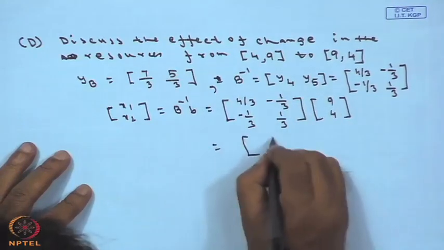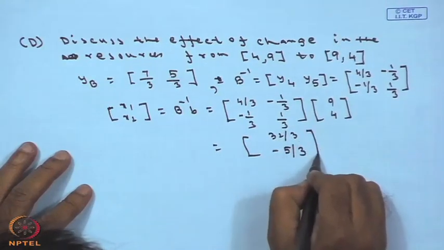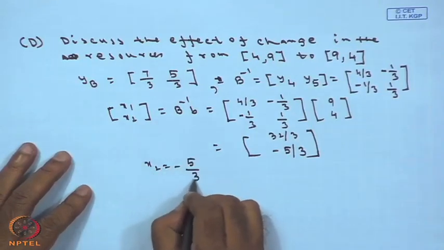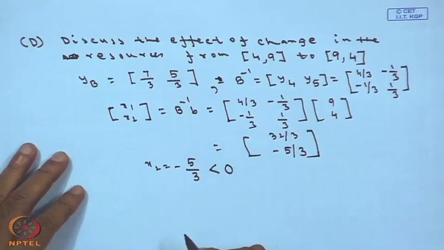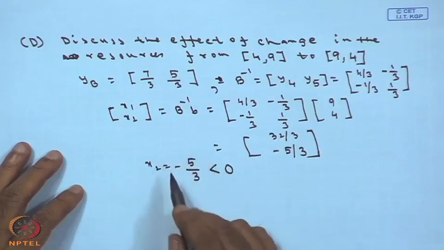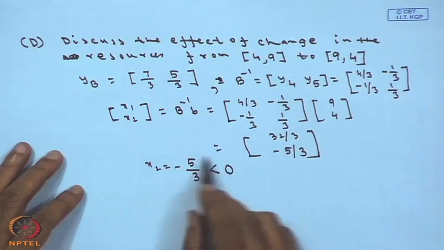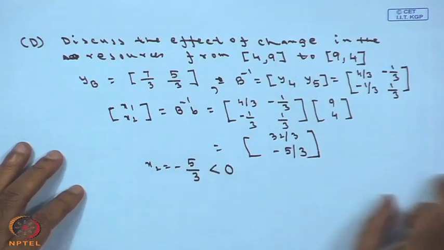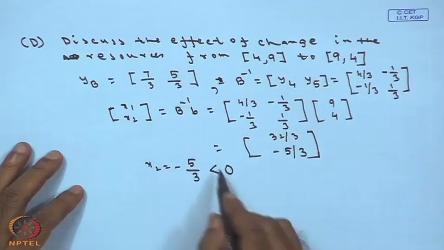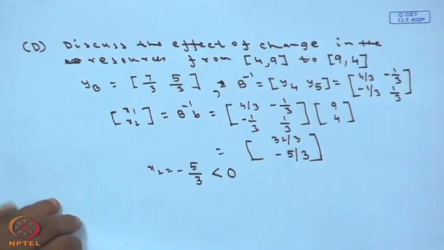If you calculate the value, it will be 32 by 3 and minus 5 by 3. So x1 is equal to 32 by 3 and x2 is minus 5 by 3, which is less than 0. So basically it is not satisfying the optimality condition. The optimal solution becomes infeasible, since x2 is less than or equal to 0. So you now have to remove the infeasibility from this optimal table, and we will do it using the dual simplex method.